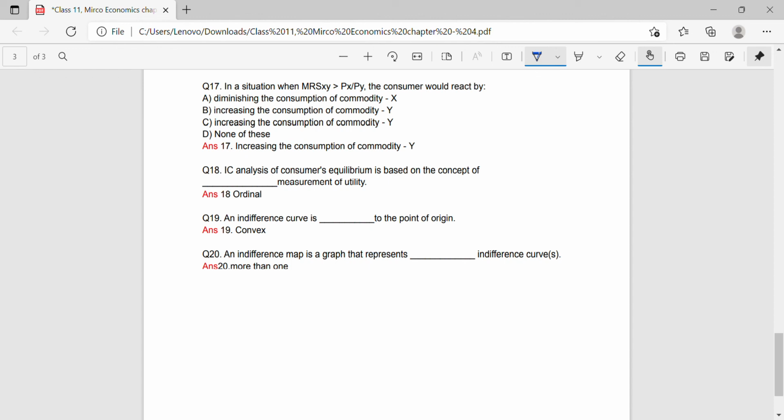Question 18. IC analysis of consumer's equilibrium is based on the concept of dash measurement of utility, and the answer is ordinal. Question 19. An indifference curve is dash to the point of origin, and the answer is convex. Question 20. An indifference map is a graph that represents dash indifference curve or curves. Answer, more than one.